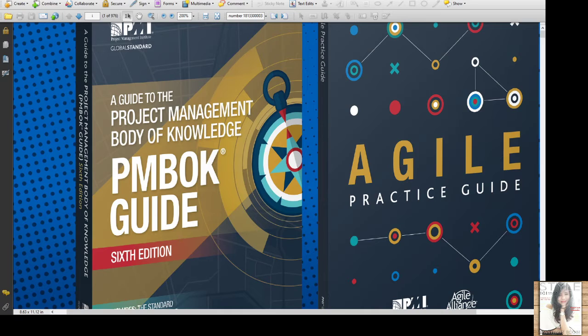Let's go to 1.1.1, the standard for project management. The guide is based on the standard for project management. A standard is a document established by authority, custom, or general consent as a model or example, such as the American National Standards Institute, ANSI, standards. The standard for project management was developed using a process based on the concepts of consensus, openness, due process, and balance.